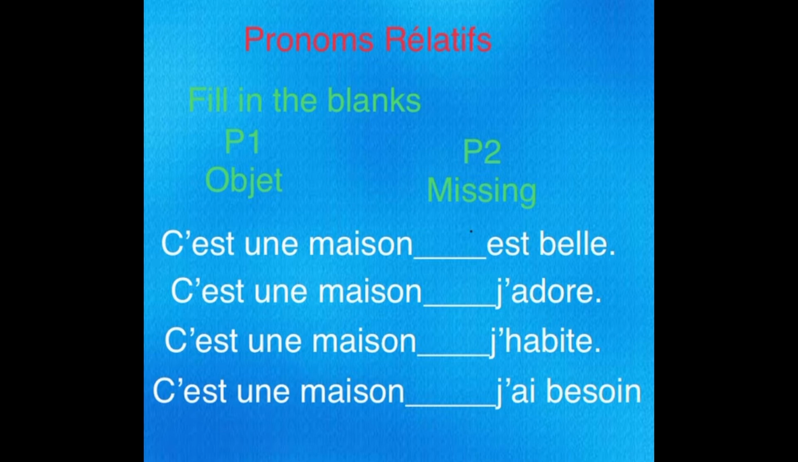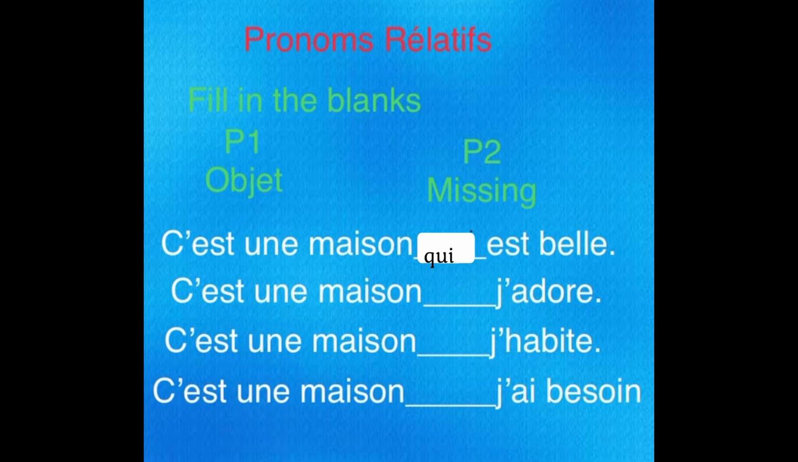Now, I can guess that the missing part would be "la maison" or "une maison." Therefore, the sentence would be complete like "C'est une maison, la maison est belle." This is a house. The house is beautiful. So it will be integrated as "C'est une maison qui est belle."